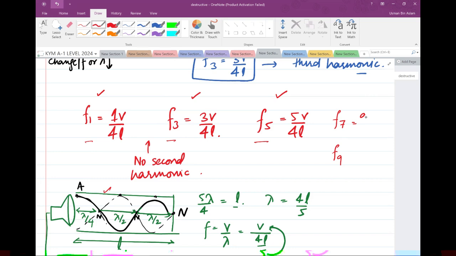For F7, it's going to become 7V by 4L. For F9, it's going to be 9V by 4L. See, the formula stays the same. What is changing? The numerical value right beside the V and the numerical value at the subscript of F. Only these numericals are changing.